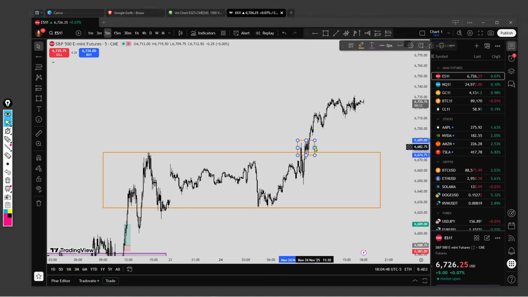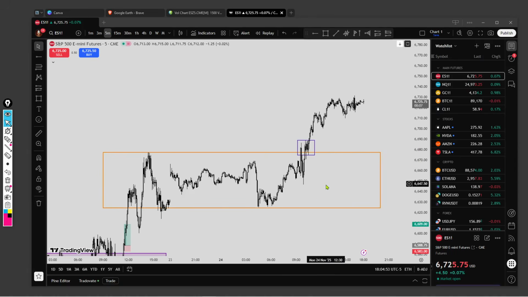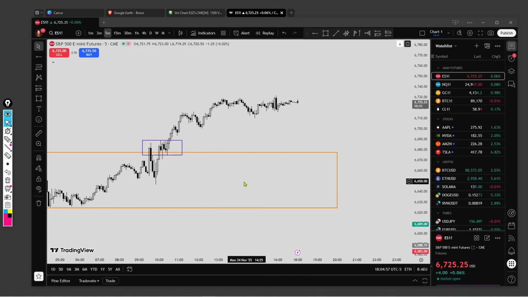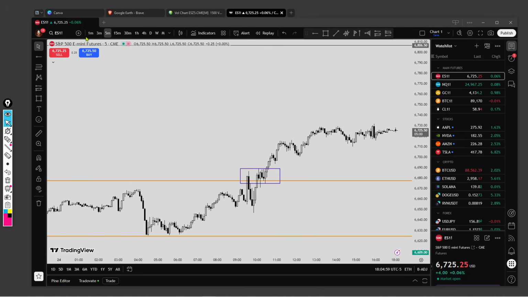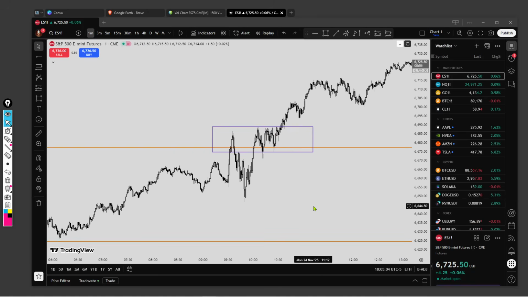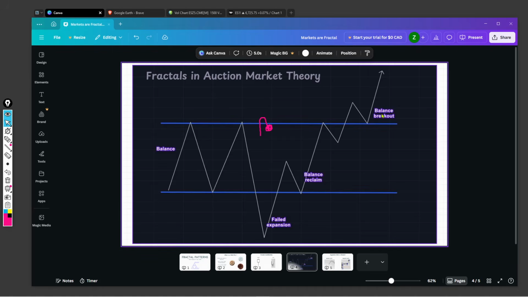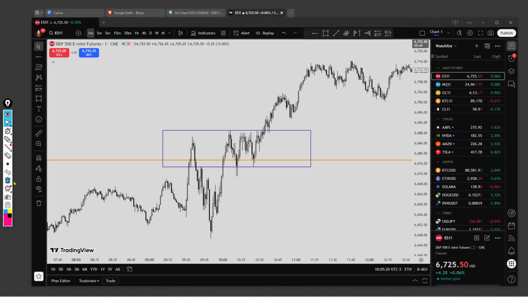Let's make the smaller box purple. So when we start breaking out of the orange box and I see the purple box developing, I'm going to use strategies around the purple box to play the breakout of the orange box. Here's your breakout. Here's your breakout retest. Breakout, balance, breakout retest right there. You can see that right there.